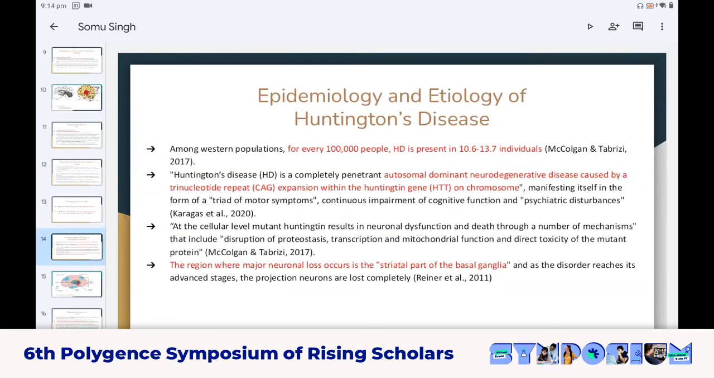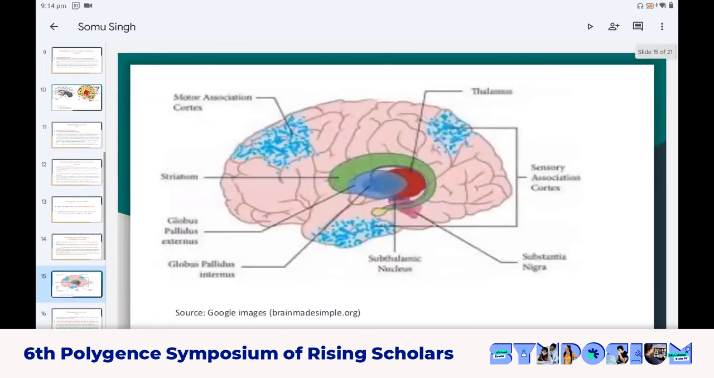Here, the cause, you could say, is the mutation in the Huntington gene, which, as described here, is just an expansion of this codon, CAG. And the neuronal loss, as it is a neurodegenerative disorder, occurs in the striatal part of the basal ganglia, which, if I can show you, is this green portion in the center of the brain. So neuronal loss occurs in this region.